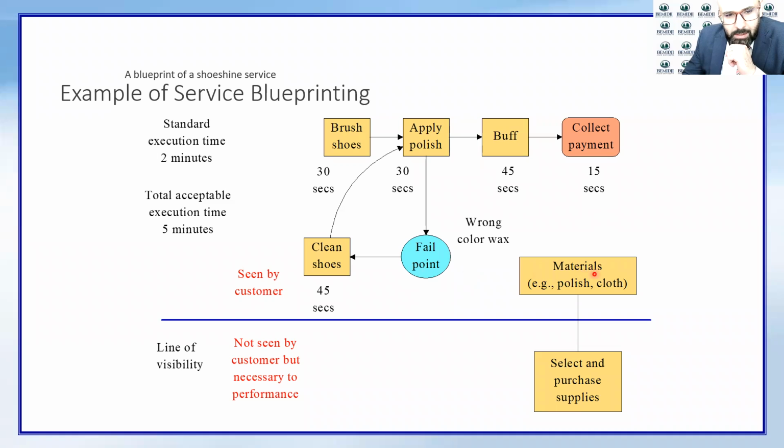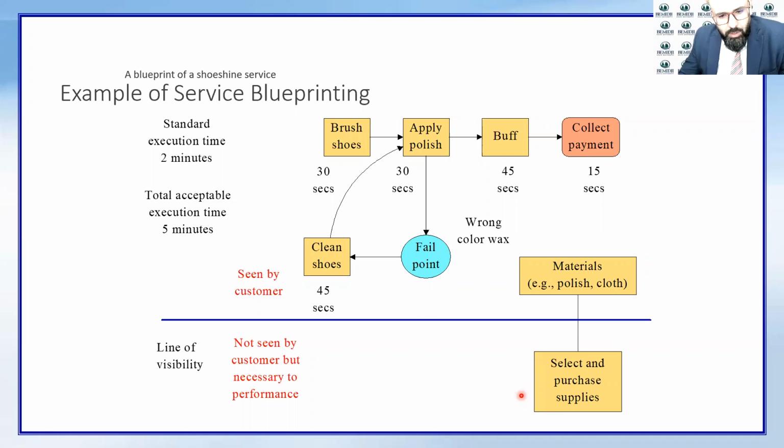And then the material, what they see, that's the line of visibility. This is not seen by the customer. So all of these on the top here is seen by the customer. And sometimes, again, it's important to have some failing points if needed. And not seen by the customer is select and purchase supplies. This is a very simplified chart that will help you to do the blueprinting.